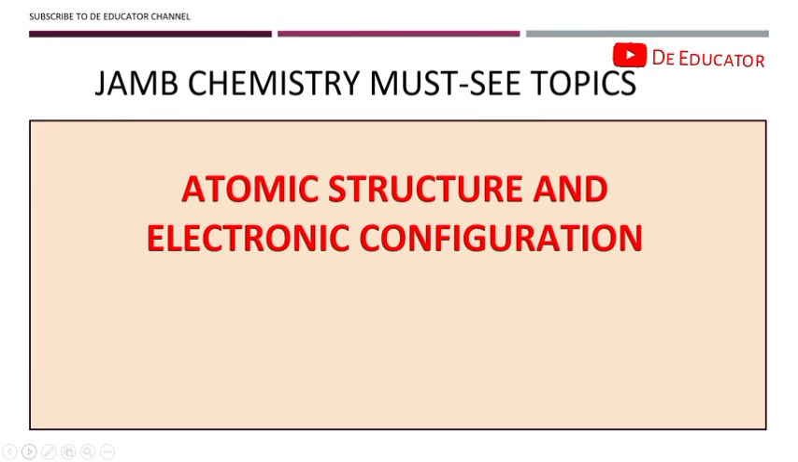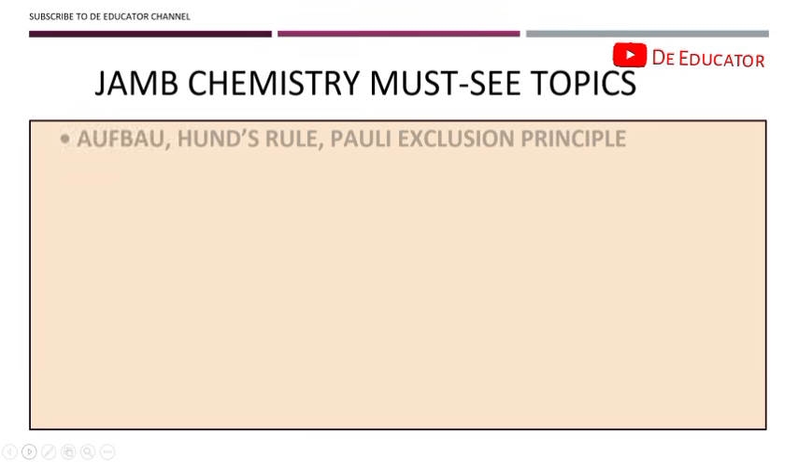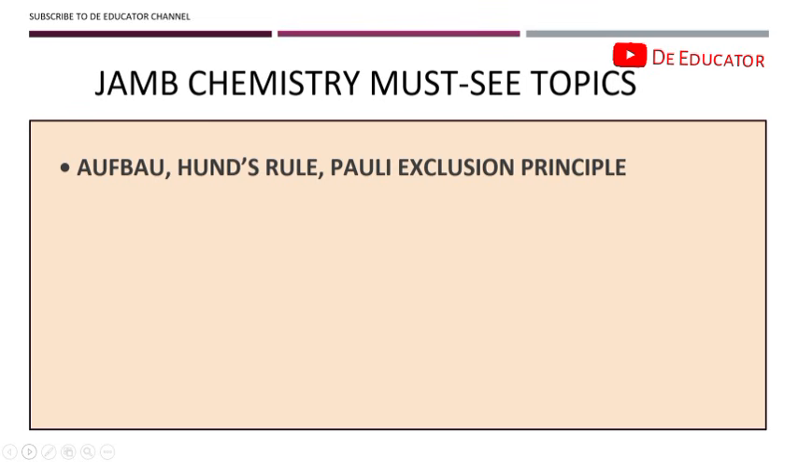All right, so the first topic, JAMB chemistry must see topic is atomic structure and then electronic configuration. So what exactly should you be expecting under atomic structure and then electronic configuration? So the first thing is Hund's rule, Aufbau principle, Pauli exclusion principle. You see, these three rules guide how electronic configuration works. And then it is very, very important for you to know these three rules, because trust me, on the day of your exam, you're going to be seeing questions as regards this.